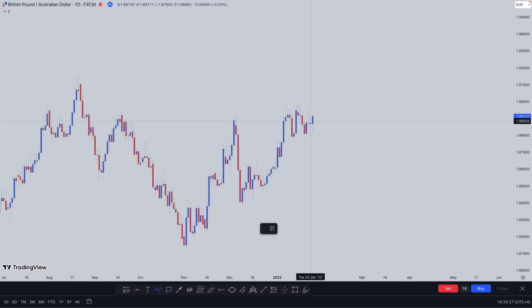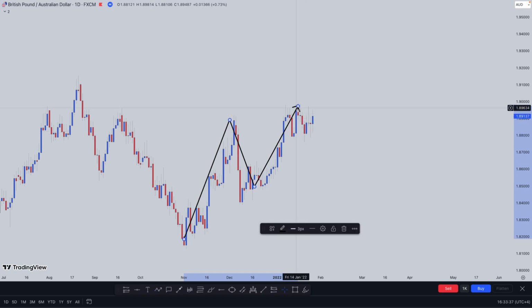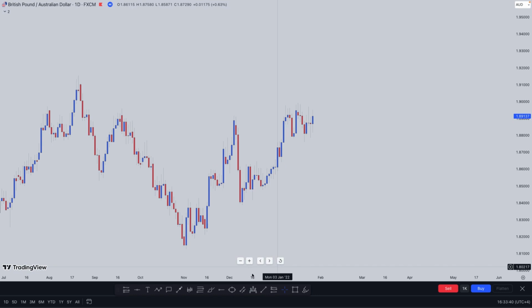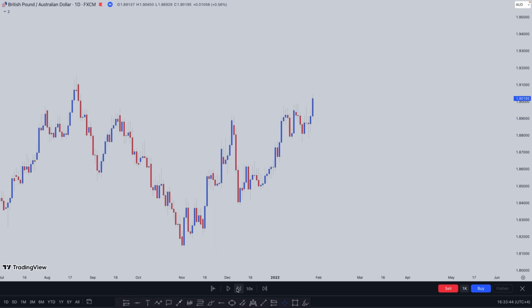So looking at this GBP AUD example, we have a high here, we have a low, price has broken this high to create a new high, and then price pulled back, right? So this is still an uptrend and we are looking for buying opportunities. So now let me just forward this and let's see how this is gonna play out. So we have price just pushing to the upside, right?